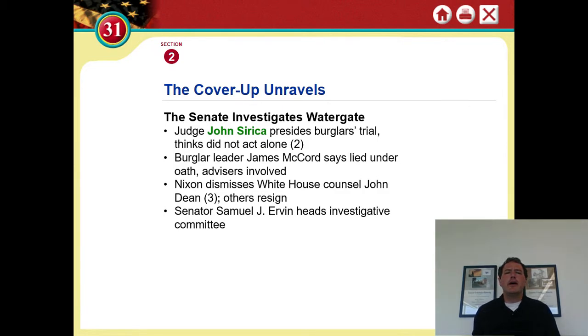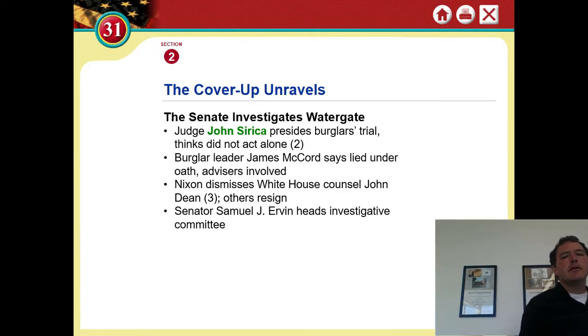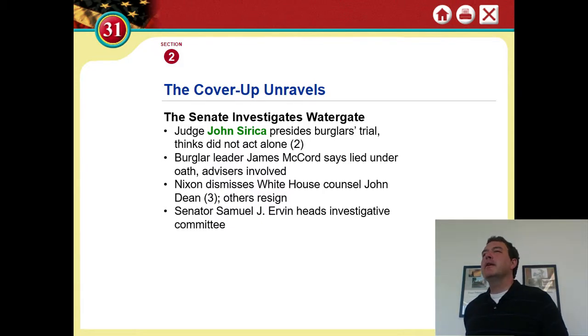Meanwhile, counsel to the White House, John Dean, was dismissed by the president. Other members of the administration resigned. Head of the investigative committee was Senator Sam Ervin.